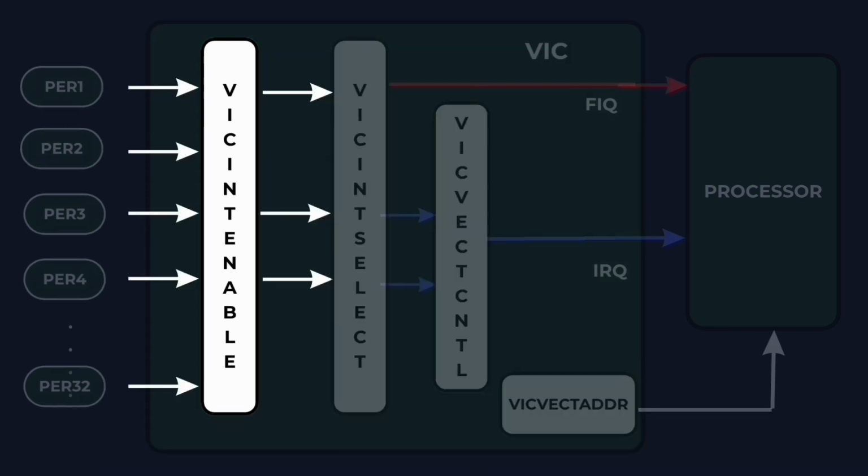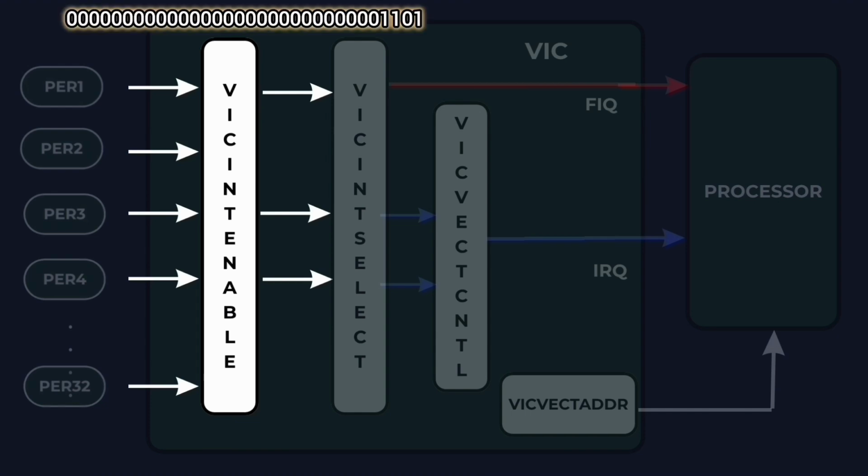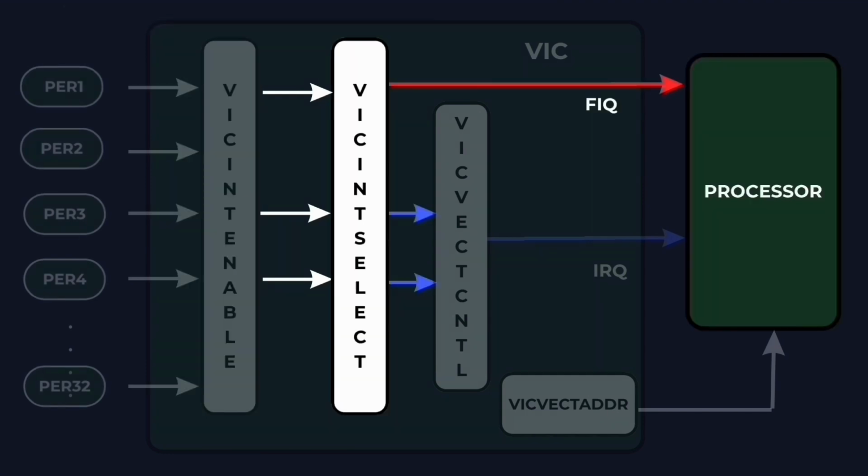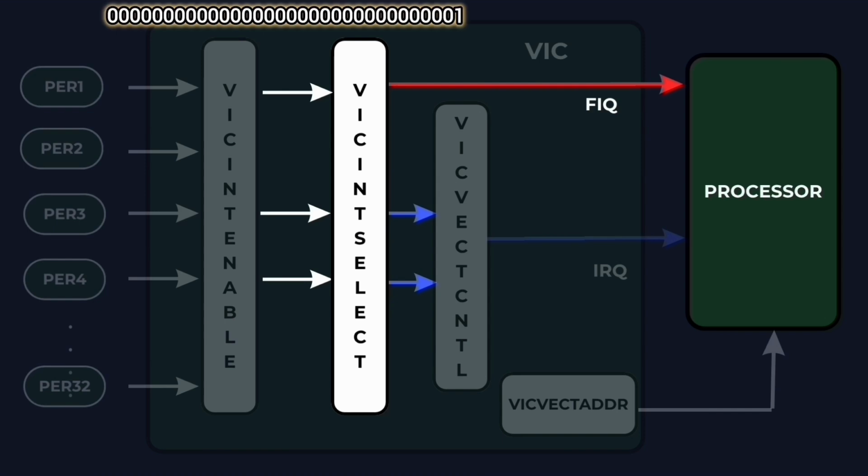At first, we have Vectored Interrupt Controller Interrupt Enable Register. This block enables or disables interrupts. In this case, each bit corresponds to one interrupt source, where if a particular bit is set as 1, it means interrupt enabled and allowed to proceed. Next, we have Vectored Interrupt Controller Interrupt Select Register. This block decides whether each interrupt is handled as IRQ or FIQ. 0, then IRQ, 1, then FIQ.